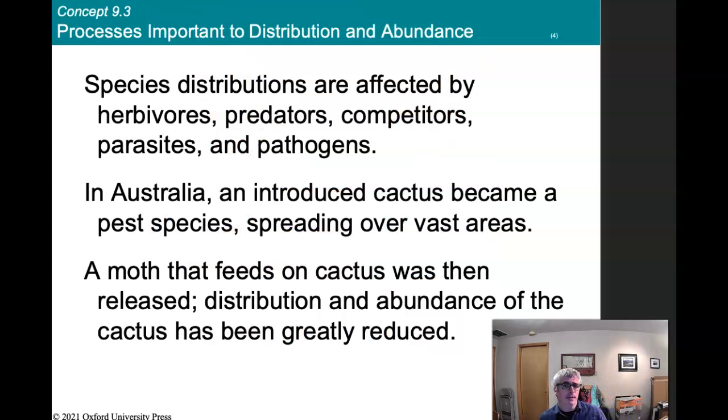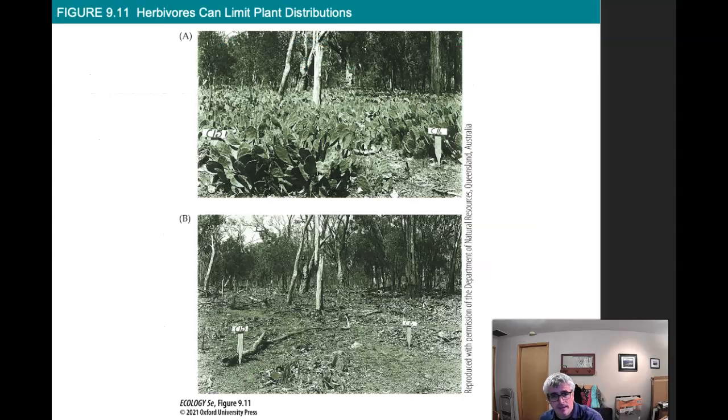Species distributions are affected by herbivores, predators, competitors, parasites, and pathogens. In Australia, an introduced cactus became a pest species spreading over vast areas. A moth that feeds on the cactus was released, and the distribution and abundance of the cactus was reduced. One of the few times introducing a pest to deal with another pest actually worked.